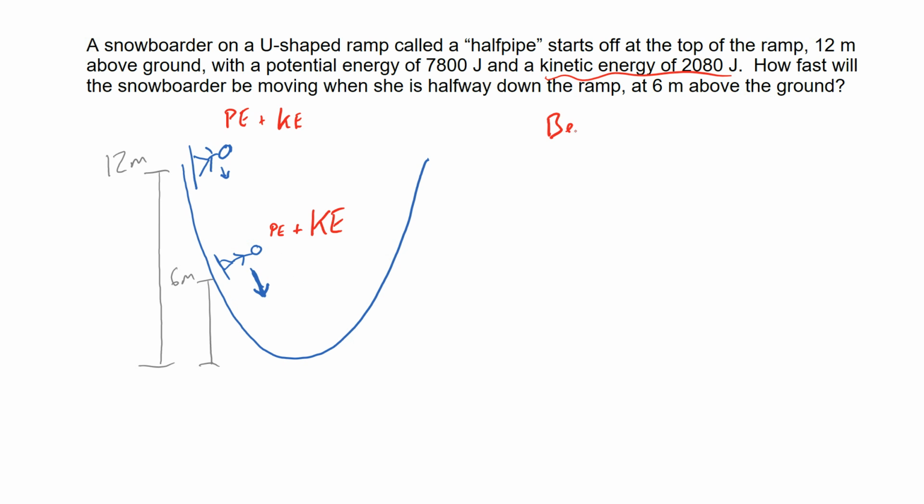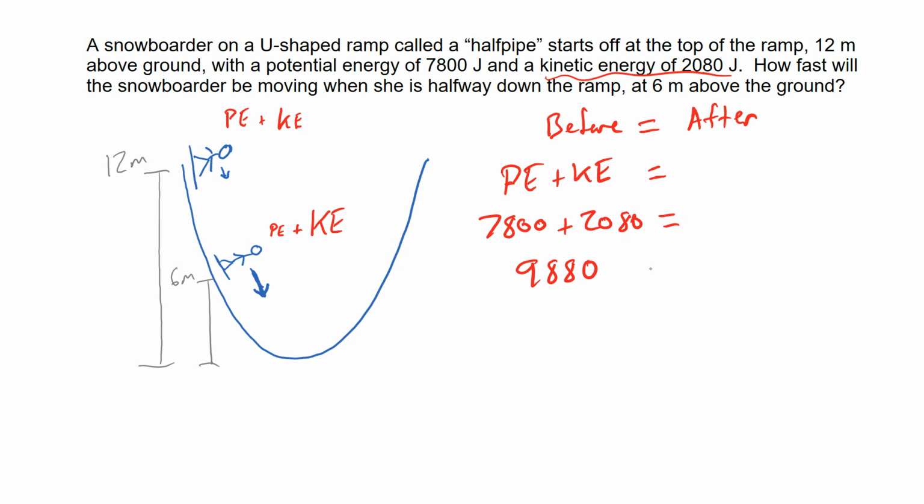We know that the energy before, at the very start of the problem, has to equal the total energy after, at the end of the problem. So before we had this potential energy plus kinetic energy, which according to the setup of the problem was 7,800 joules plus 2,080 joules. And that's the total energy at the start of the problem. So this is 9,880.